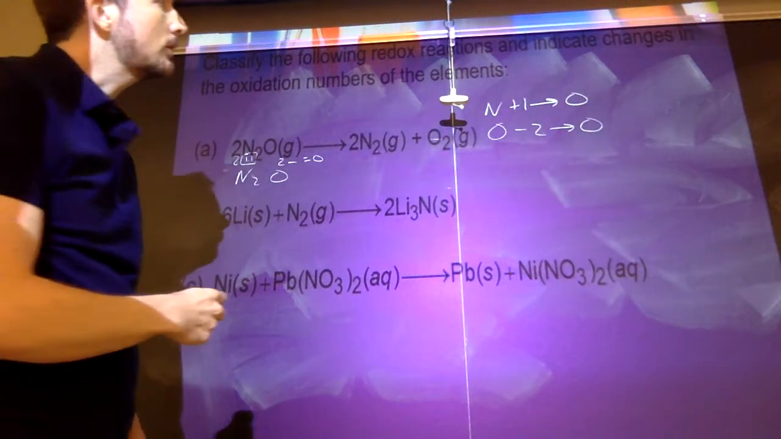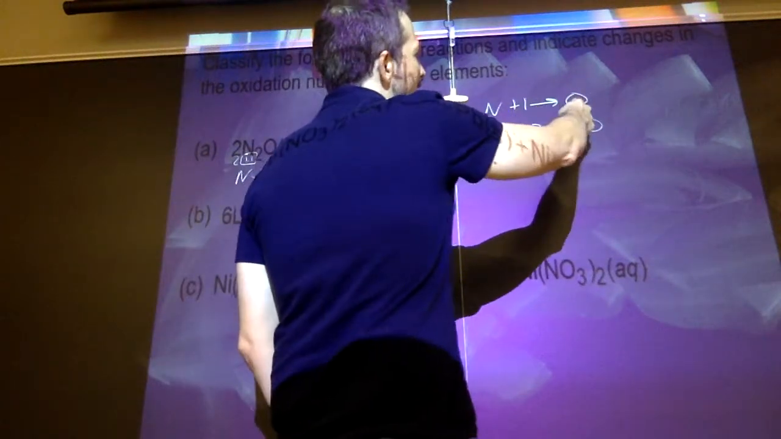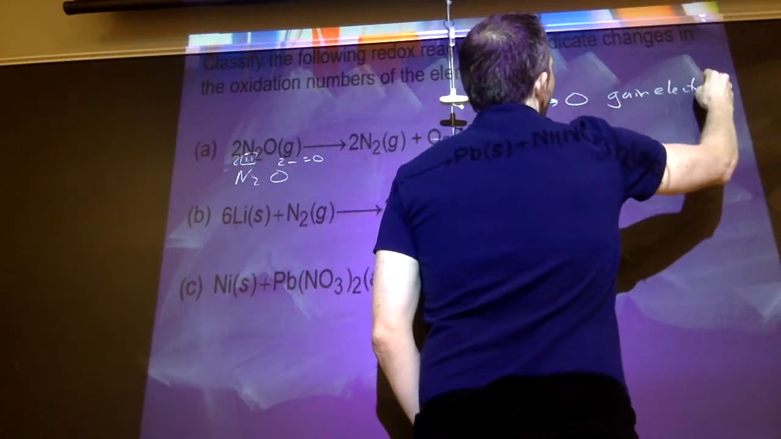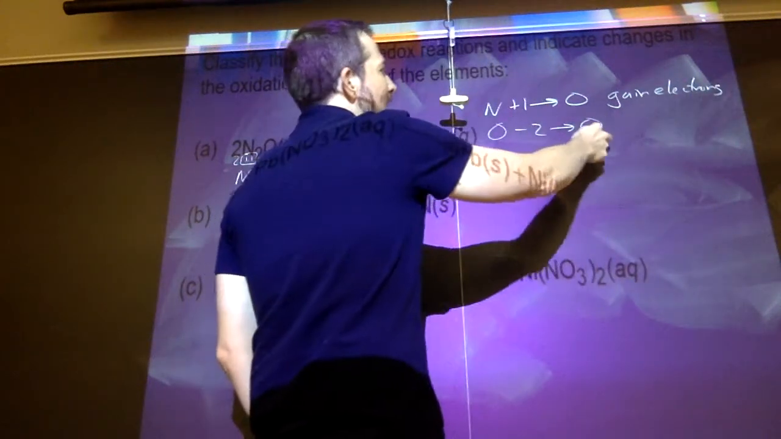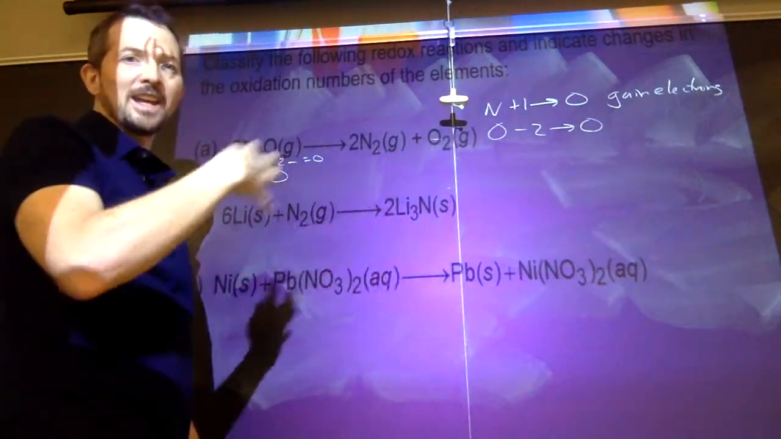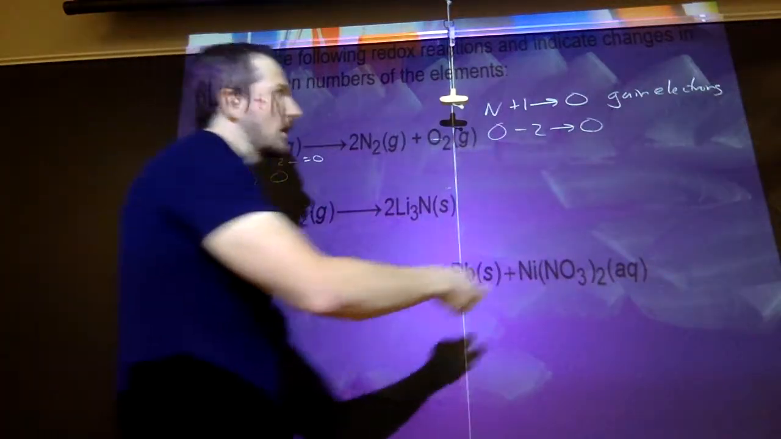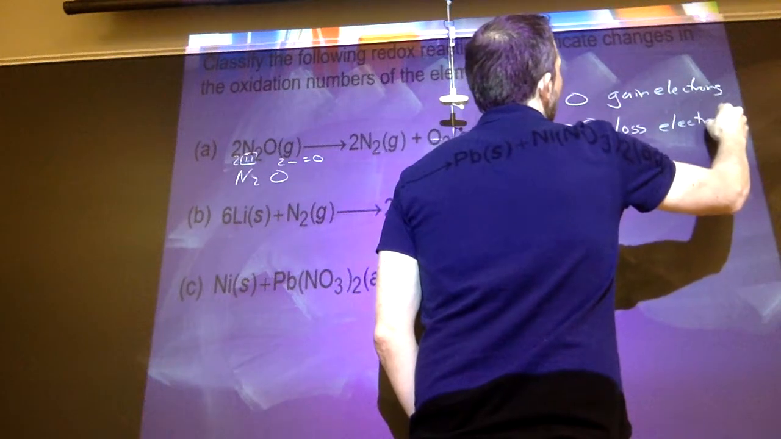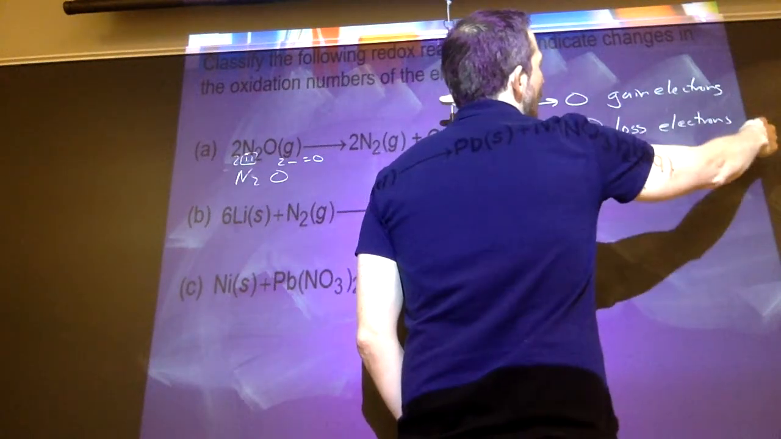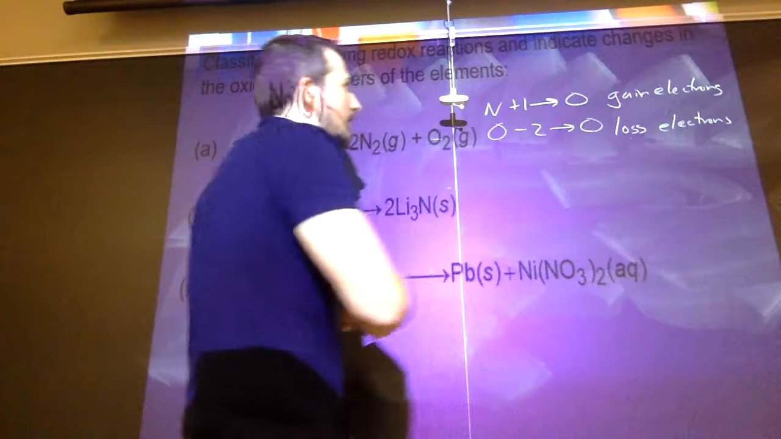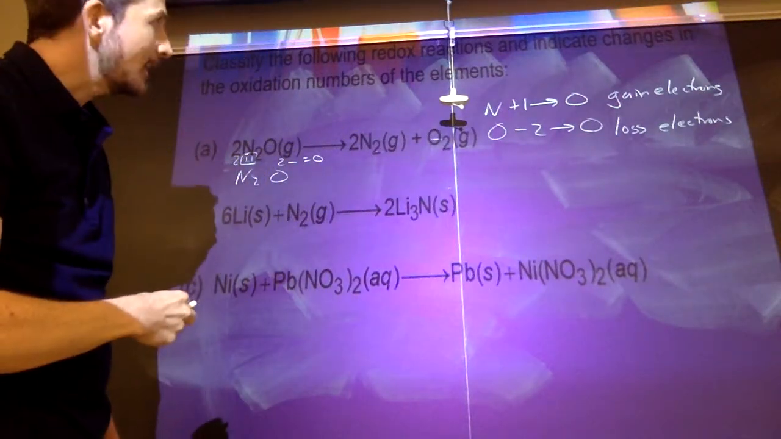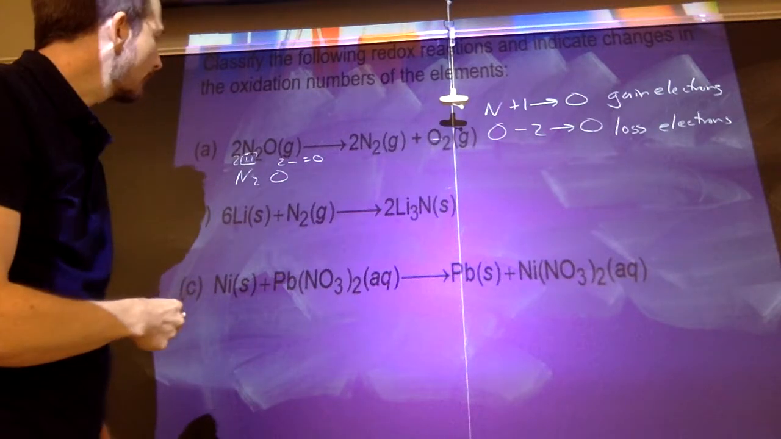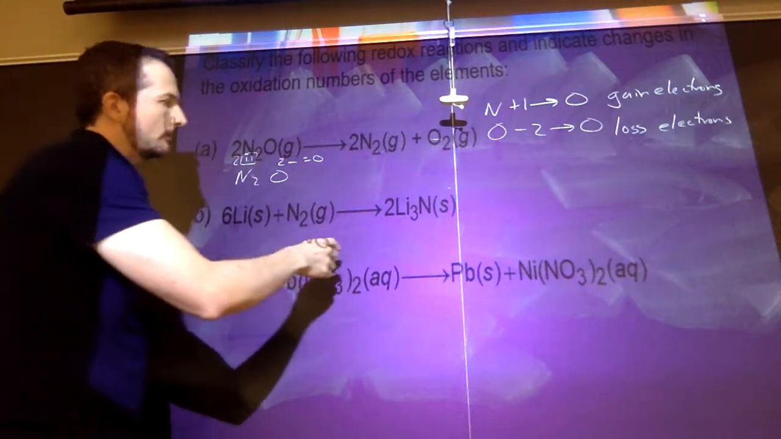Okay. So plus 1 to 0 is a gain of electrons. Minus 2 to 0, that means they had 2 extra, now it lost those. That's a loss of electrons. So LEO the lion, oxygen's oxidized, and nitrogen in this case gained electrons, so it's reduced. Okay, how about this one?